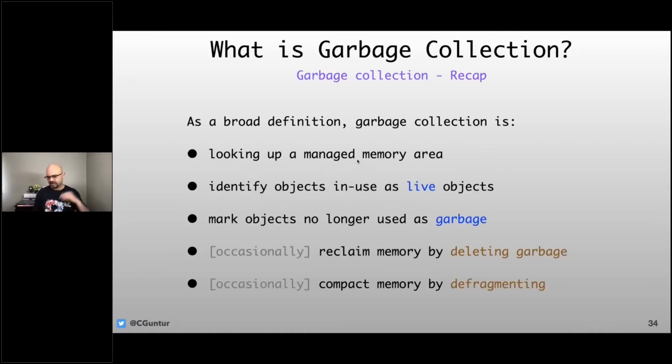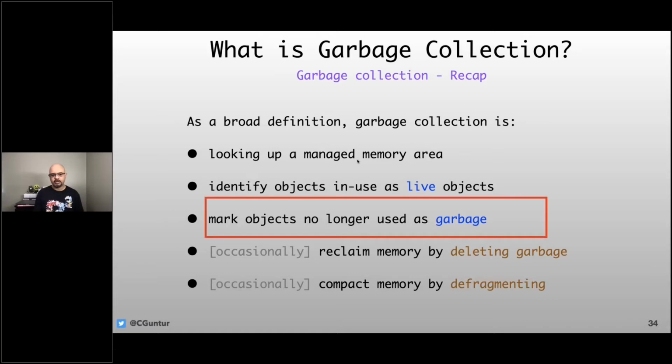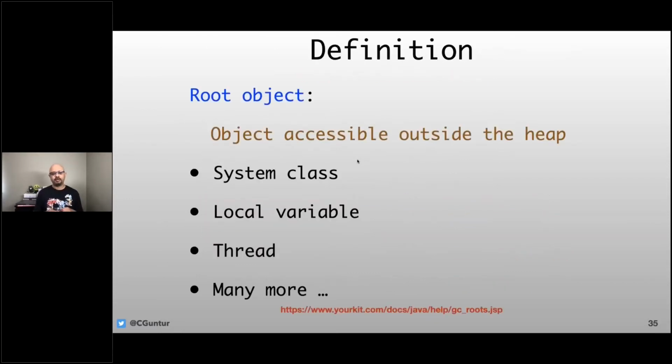What is garbage collection? Just a quick recap, right? We talked about the 5 different things that a garbage collection typically defines, which is looking up, identifying objects, marking objects as garbage, occasionally reclaim, and occasionally compact memory. So we'll focus on marking objects that are no longer used as garbage. How does a system do this? And that is something that we'll focus on. So first, let us start by looking at what is a root object.